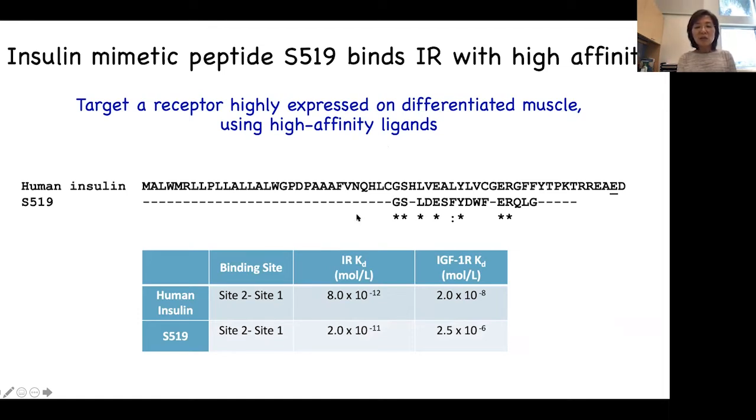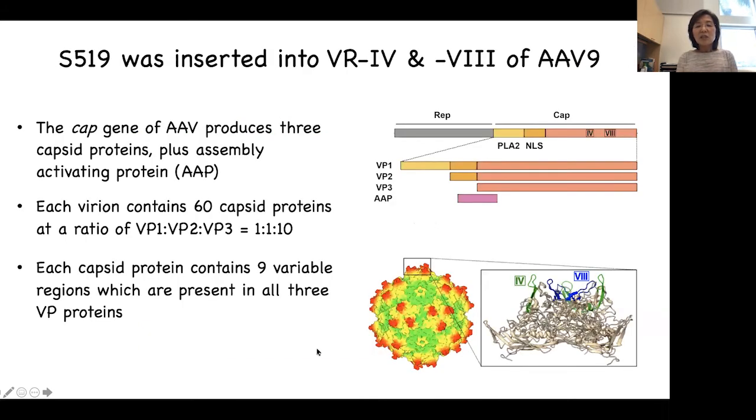In the literature, there was an insulin receptor mimetic already selected from phage display. Its affinity to the insulin receptor is not as high as that of human insulin, but nonetheless it is very high. So we inserted this 36 amino acid peptide into the variable loop 4 or 8 of AAV9.